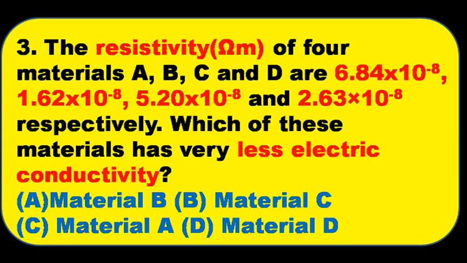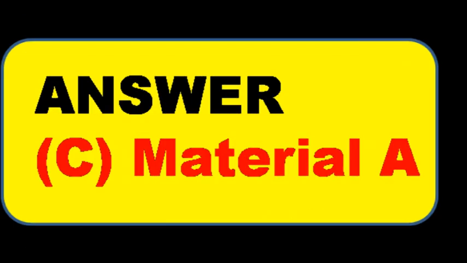The resistivity (ohm meter) of 4 materials A, B, C, D are 6.84 × 10^-8, 1.62 × 10^-8, 5.20 × 10^-8 and 2.63 × 10^-8 respectively. Which of these materials has very less electric conductivity? C. Material A.